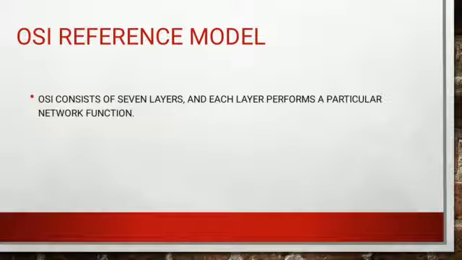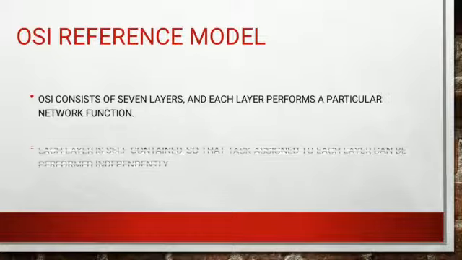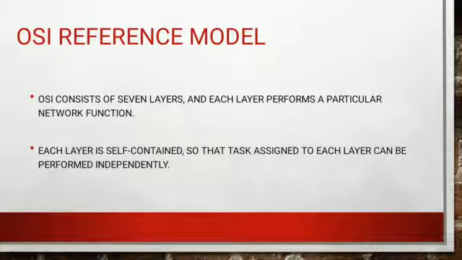OSI consists of 7 layers, and each layer performs a particular network function. So here in the OSI reference model, we have 7 different layers at the sender side and at the receiver side also. So what are the 7 layers? We'll see. Each layer is self-contained, that means a package of protocols. So it will follow some rules in each and every layer to transmit the data correctly to the receiver.